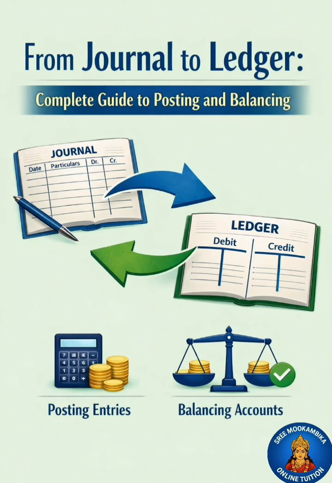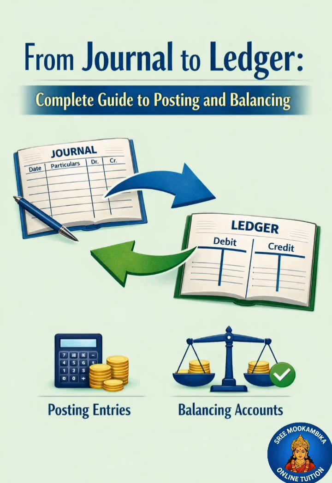Introduction. In accounting, business transactions are first recorded in the journal in chronological order. However, the journal records transactions date-wise, which makes it difficult to know the complete position of any single account. To understand the effect of transactions on each account, the entries recorded in the journal are transferred to the ledger.